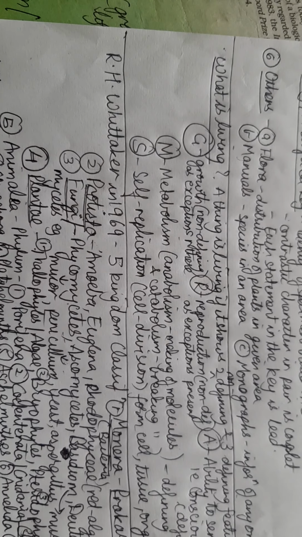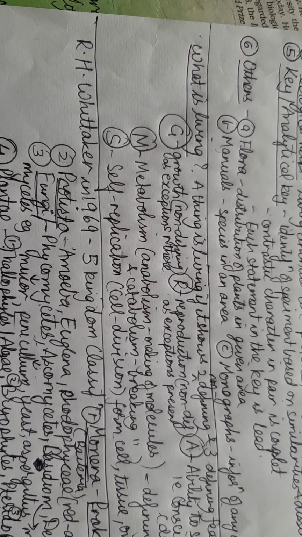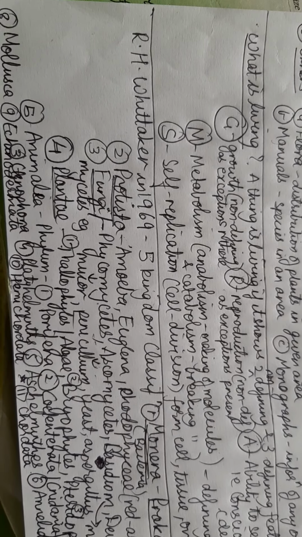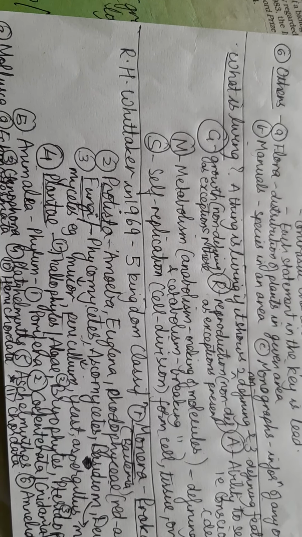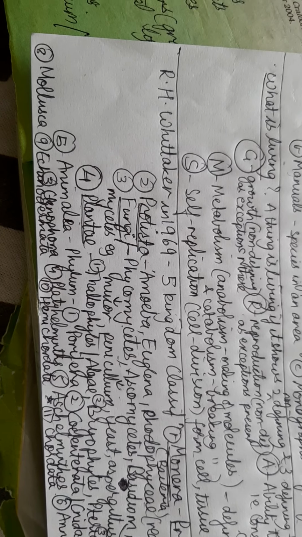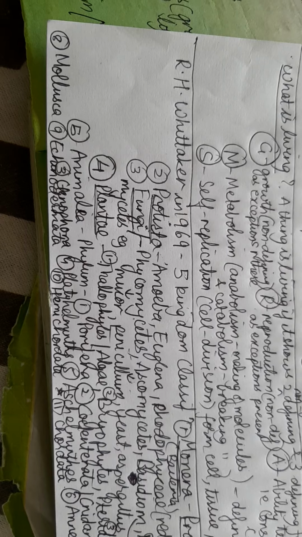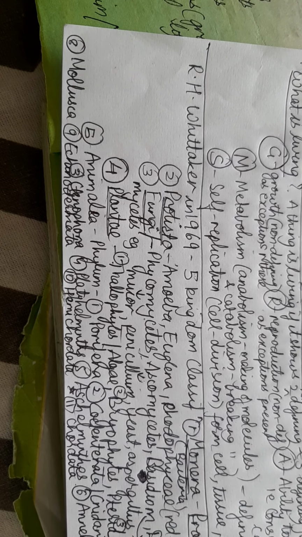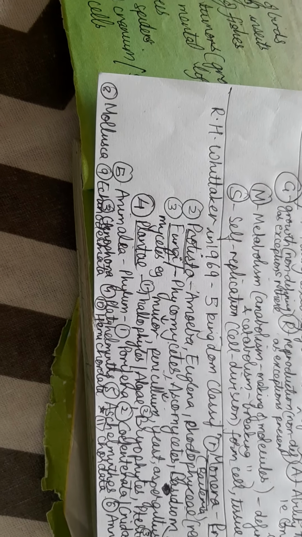Then we have the living world. Why is it called living? So there are a few features which classify things as living. It shows some defining and non-defining features: two non-defining and three defining. The non-defining ones are growth and reproduction, while the others are defining: ability to sense environment, that is consciousness, metabolism, and self-replication.